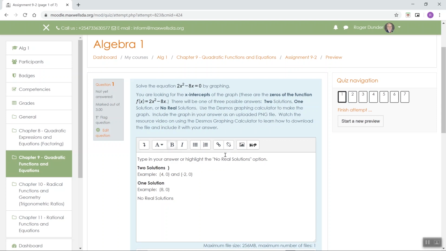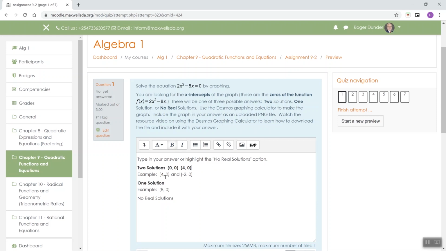So let's type in our answer. Number 1, the answer is (0, 0). Okay. And the second one is (4, 0). So those are my answers right there.